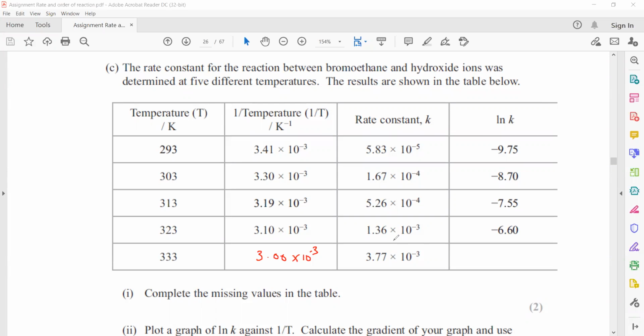Then we take the rate constant given, ln k. How to do it on a scientific calculator? You can see the ln function. Press shift, because there's an E button on it, or you have a button for ln. So type ln 3.77 × 10^-3. This will give you the value for ln k, which is minus 5.58.